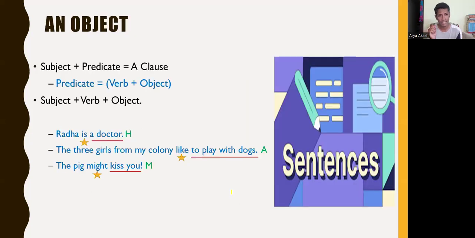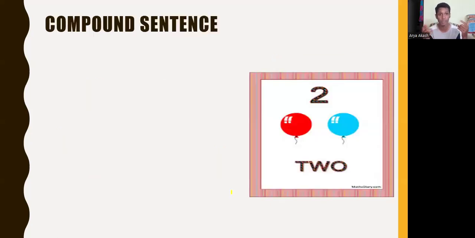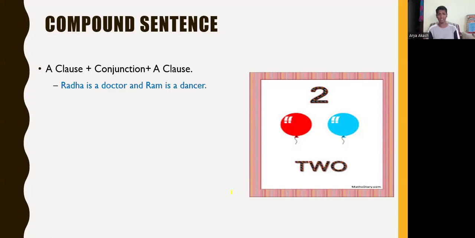So far, we have understood just a simple sentence. What is a simple sentence? One subject plus one predicate is equal to a simple sentence or a clause. But we also use double sentences to express. When we use two sentences to express two statements, we call it a compound sentence. Let's look at an example, which means a clause plus conjunction plus a clause. A clause means a sentence. Simple as that. Radha is a doctor and Ram is a dancer.